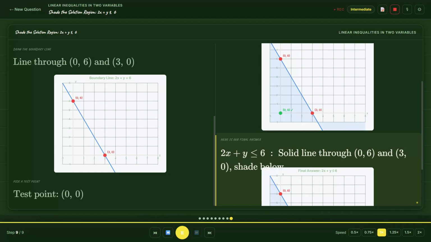Great job! Our final answer is a solid line through the points 0, 6 and 3, 0 with the region below the line shaded. Every point in that shaded area makes 2x plus y less than or equal to 6. You did it!